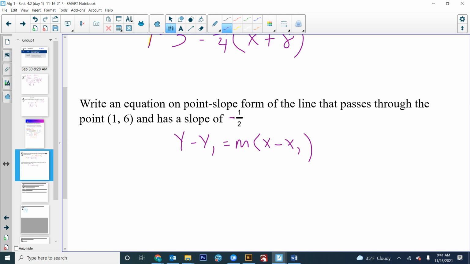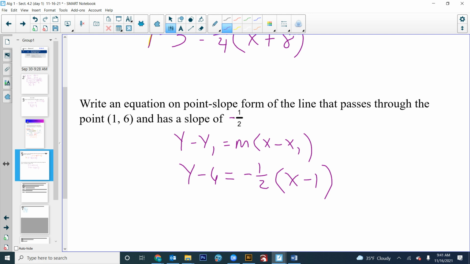Let's see. Matthew. Okay. Tell me what you got, brother. Y minus 6 equals would be negative 1/2. I don't know, would it? Can we change the slope? No. So what's the slope? Negative 1/2. So what do you write? Negative 1/2. Slope doesn't change. All right. Then x minus 1. He's right.